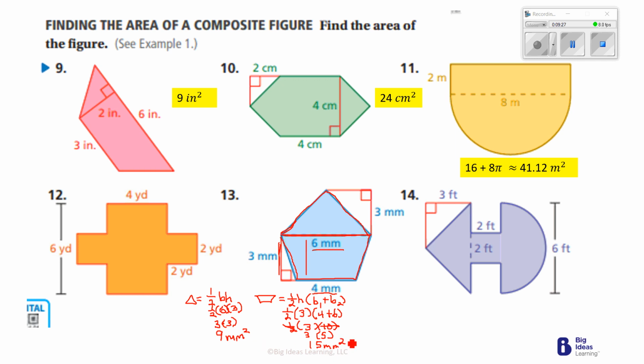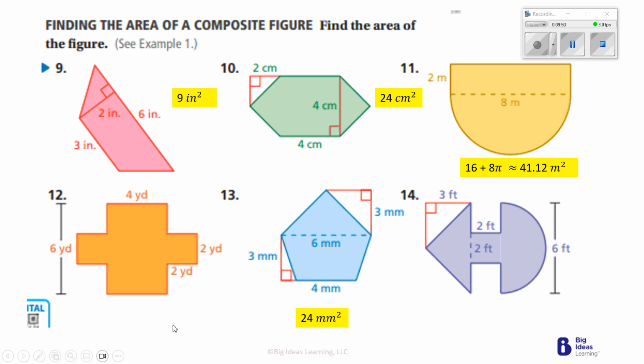Now I have to add these together. 15 plus 9, well, that's going to give me 24 millimeters square. All right, let's see if I'm right. Number 13, 24 millimeters square. And there it is, 24 millimeters square. All right, number 14, yours to do.